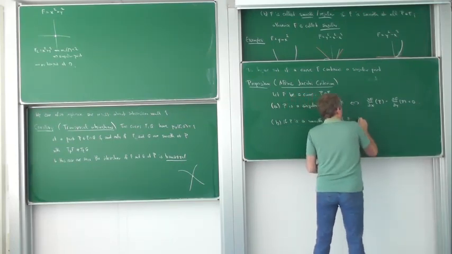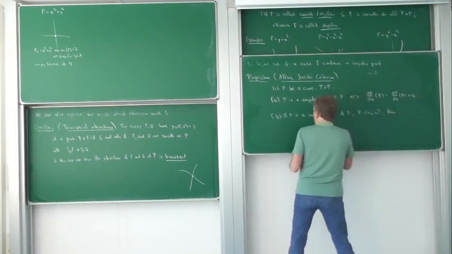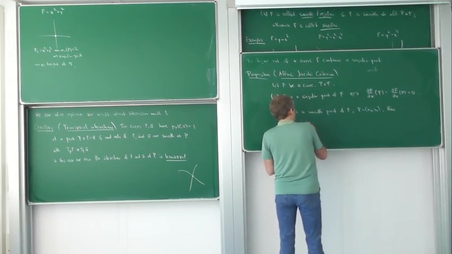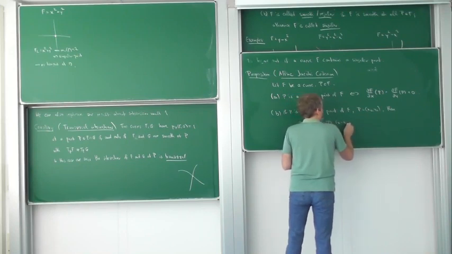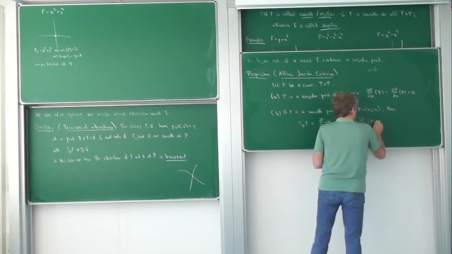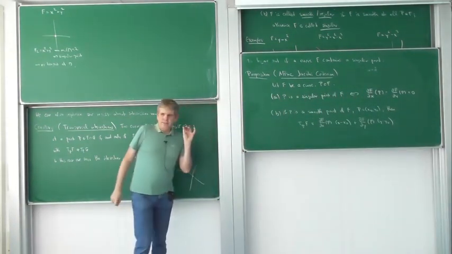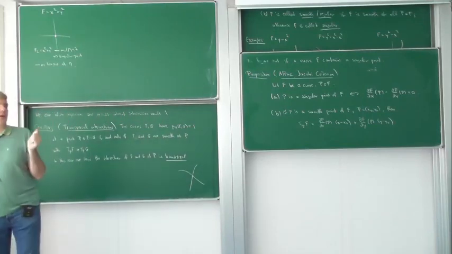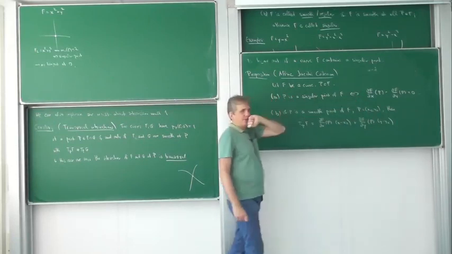Of F, and say P has the coordinates x0, y0, then the tangent to the curve F at P would be given by these coefficients as the coefficients of the equation of the line, namely df by dx at P times x minus x0 plus df by dy at P times y minus y0. So this criterion tells you, first of all, whether a point is smooth or not. And if it is smooth, you can also read off the tangents, namely just from the partial derivatives.